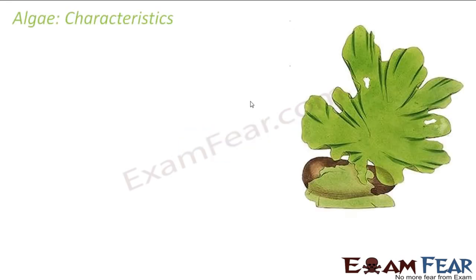So let us now study about algae in detail. First of all, let us look at the general characteristics of algae. They are autotrophic, a very important characteristic, because they can prepare their own food with the help of chlorophyll. Because of the presence of the green colored pigment called chlorophyll, they are green in color.